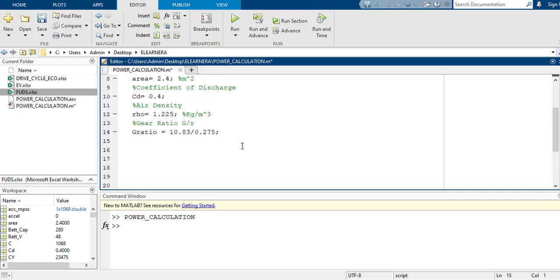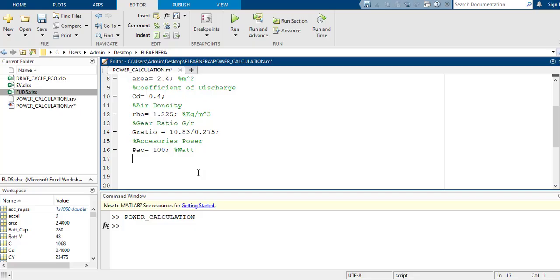Then we are considering accessories power, that we can note as PAC equal to 100 watts.